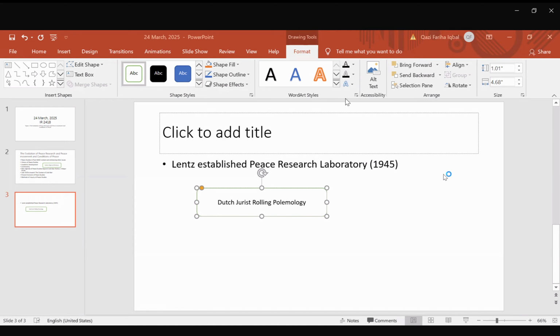Later on, we have seen that the Norwegian scholar Johan Galtung has established and founded the Peace Research Institute of Oslo, or in short, you can say PRIO. He established this research institution in the year 1959.